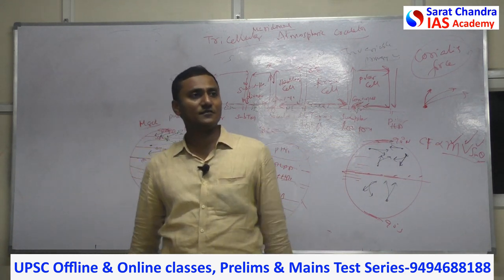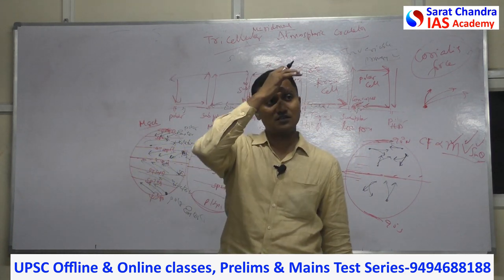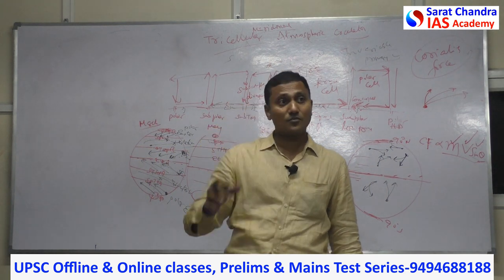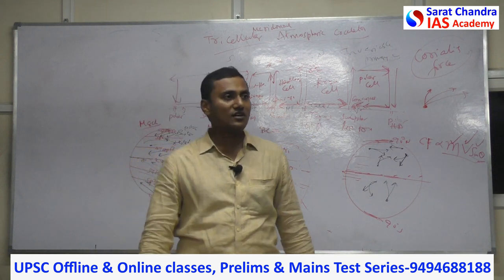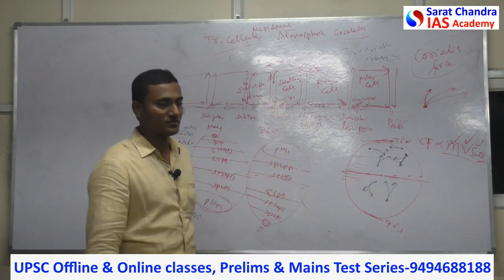How many planetary winds are there? Three: trade winds, westerlies, polar easterlies. Three planetary winds are there. Three or six, you can say six, three plus three, six, no?